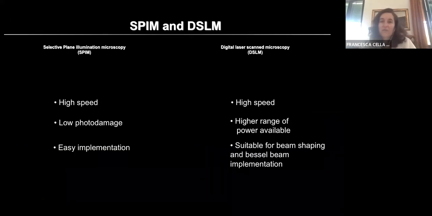Both of them have similar advantages, but also they have some key points. For example, the selective plane illumination microscopy is easier on the implementation side. And on the other side, the digital laser scanning microscopy is, for example, also suitable for beam shaping implementations. So depending upon what you want to do, you can choose one of the two architectures, but both of them have optical sectioning capabilities and high speed possibilities.